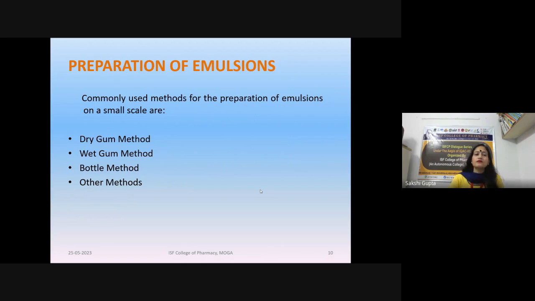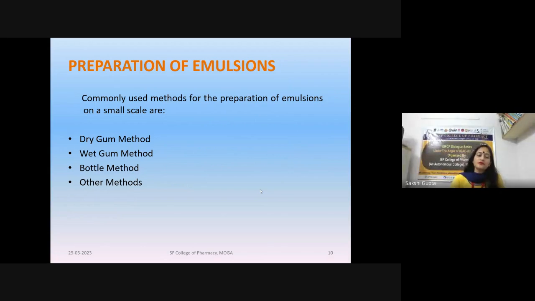Dry means we have to keep each and every glassware before the preparation of emulsions dry, right? The glassware should be dried, the pestle and mortar should be dried, the measurements should be taken in dry equipment, right? So, in case of the dry gum method, firstly we have to take the measured quantity of the oil and then the weighed quantity of the gum. We have to mix them and triturate in the pestle and mortar, right? And triturate it rapidly so that a uniform mixture is formed.